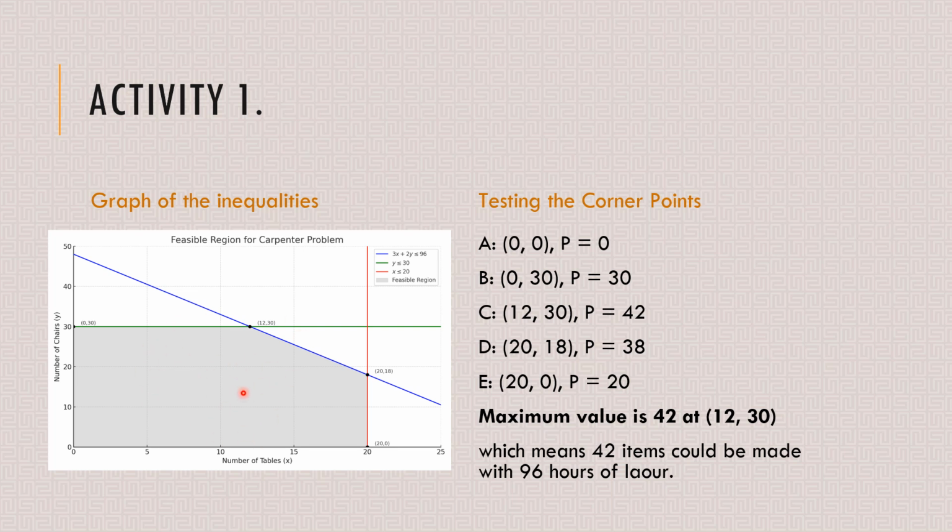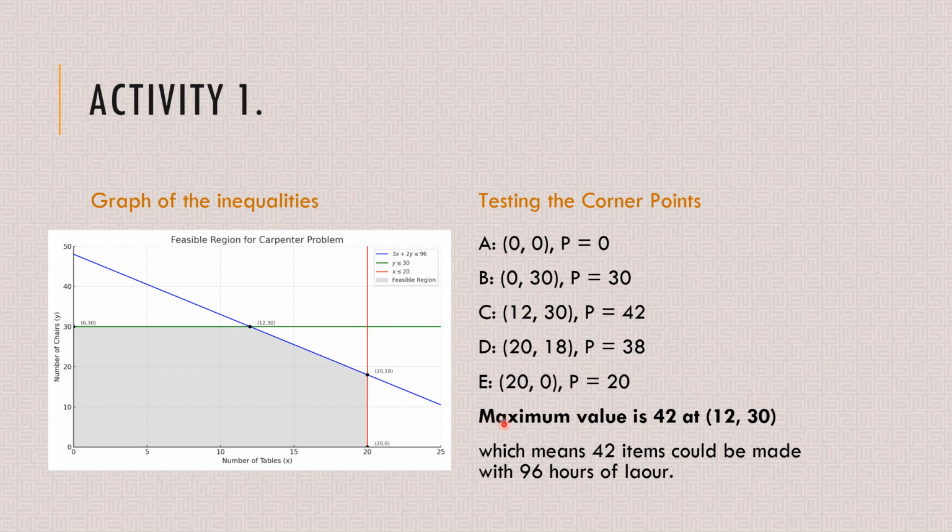So let's cast our mind back to graphical solution to know how to find the optimal solution. Point A will give us 0 as the number of items produced per day. Then point B will give us 30 items produced per day, because the number of items produced per day is chairs plus tables. So this is the chair, this is the table. When you combine, you get 30 items. Then point C will give us 42. Then point D will give us 38. Then point E will give us 20 when you combine them.